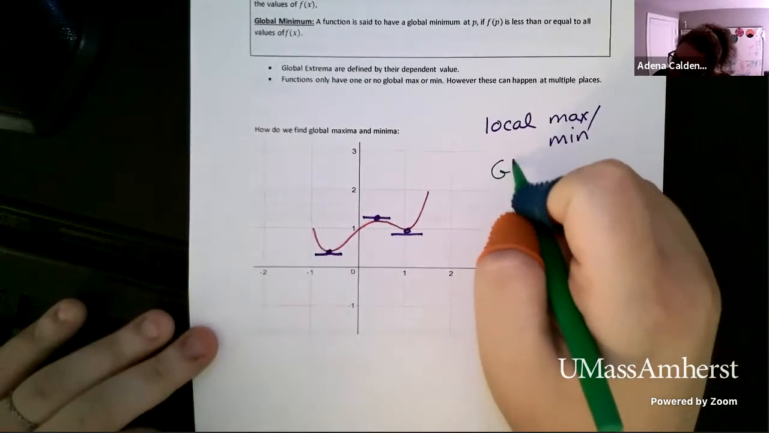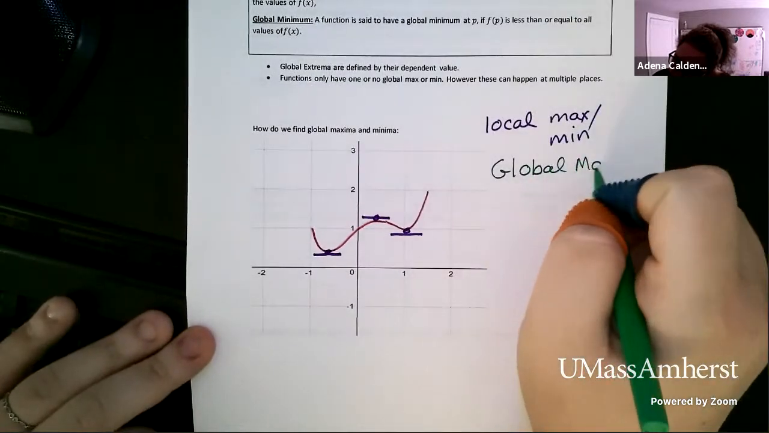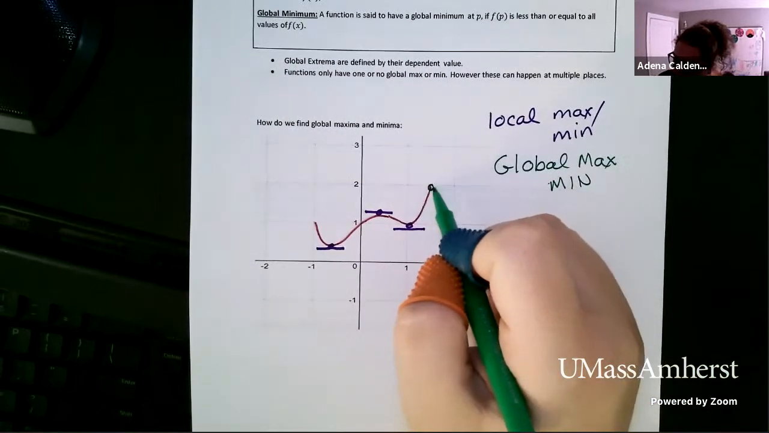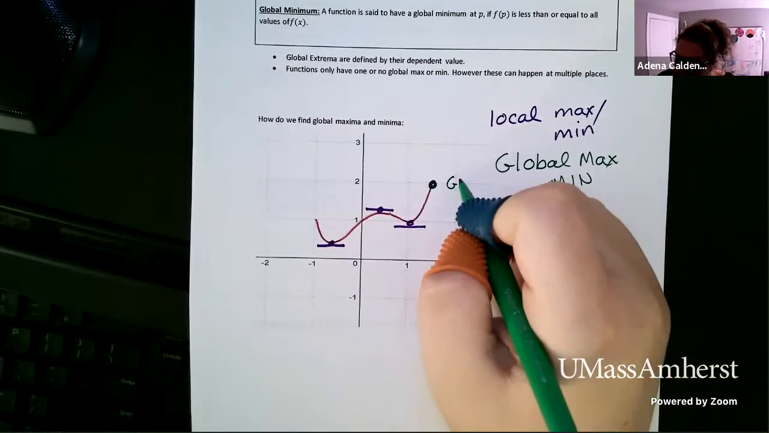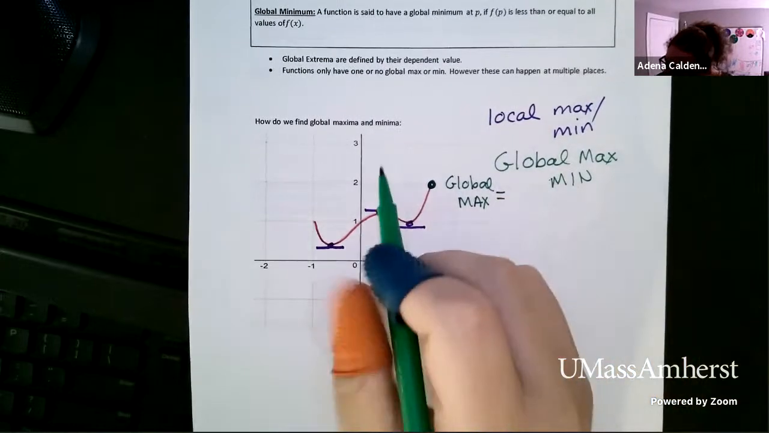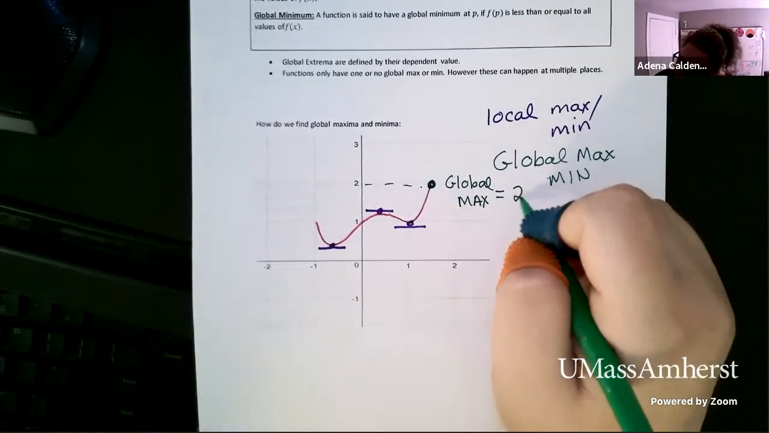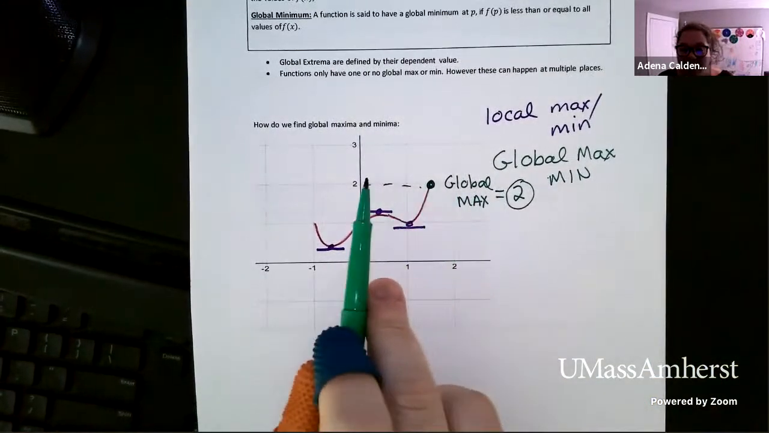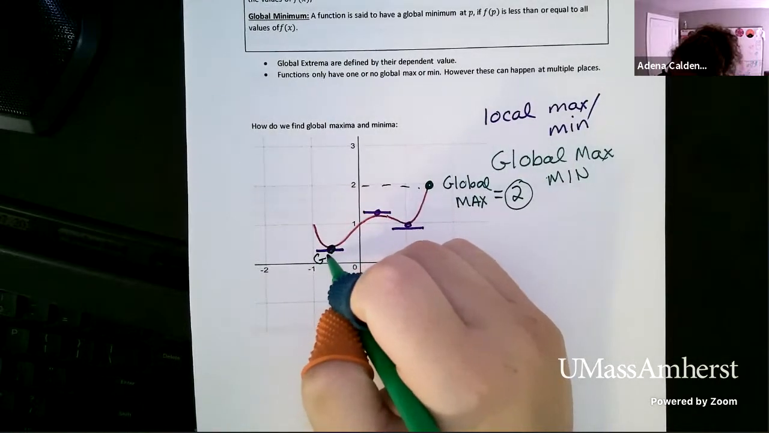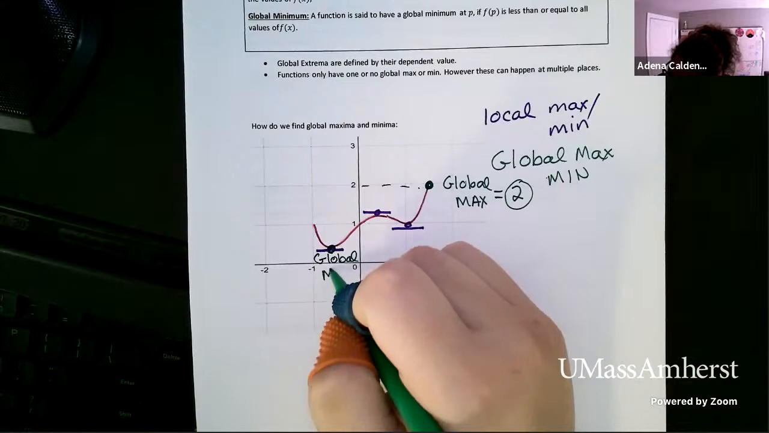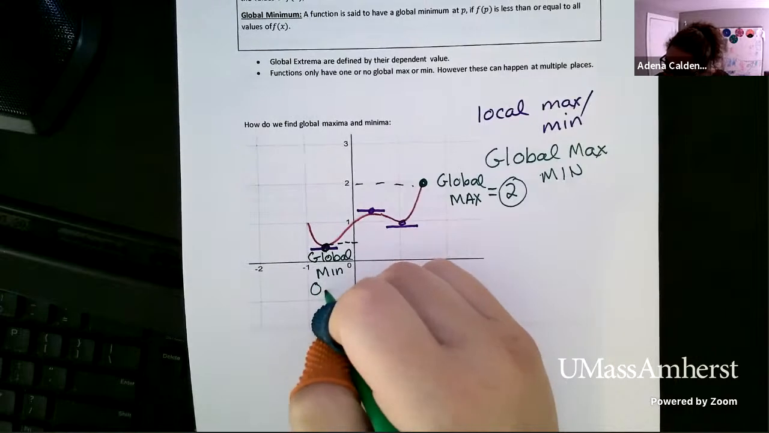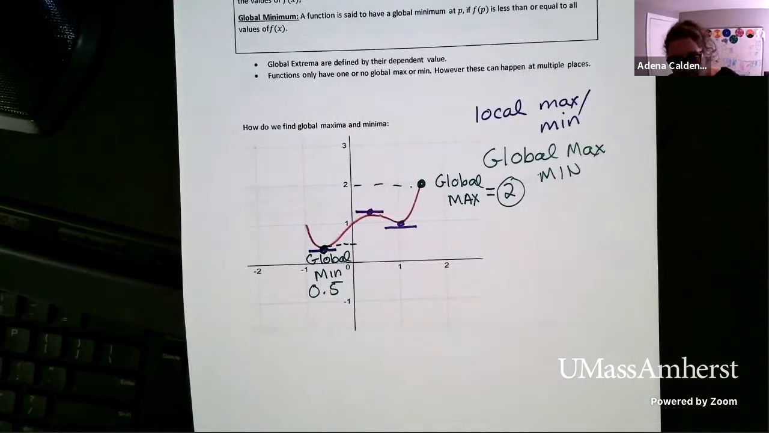When we look at global maximums and minimums, we are looking at the highest point, which is here. This is the global maximum. And the global maximum here is 2, because again, we define this by the y value. And then the global minimum is over here. This is the lowest. Okay, and this looks like it happens at y equals 0.5.